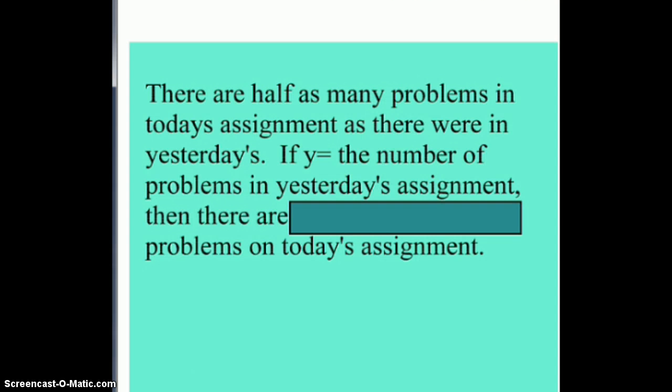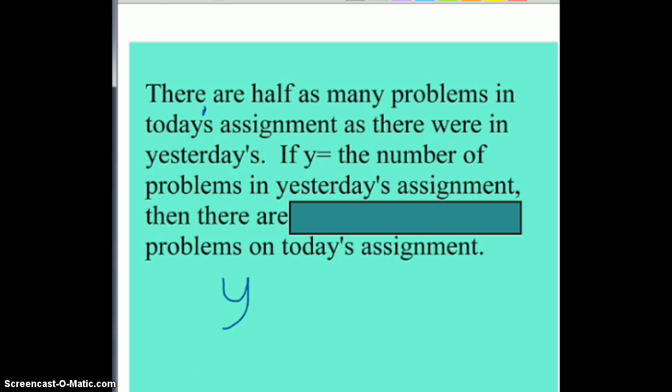All right, next up: there are half as many problems in today's assignment as there were in yesterday's. I see a grammatical error. Does anybody else see it in that sentence? Did you get it? The assignment belongs to today. It should be today apostrophe s, today's assignment. So, if Y is the number of problems in yesterday's assignment, how many did you do yesterday? Yesterday I did Y. Well, today you're going to do half as many.